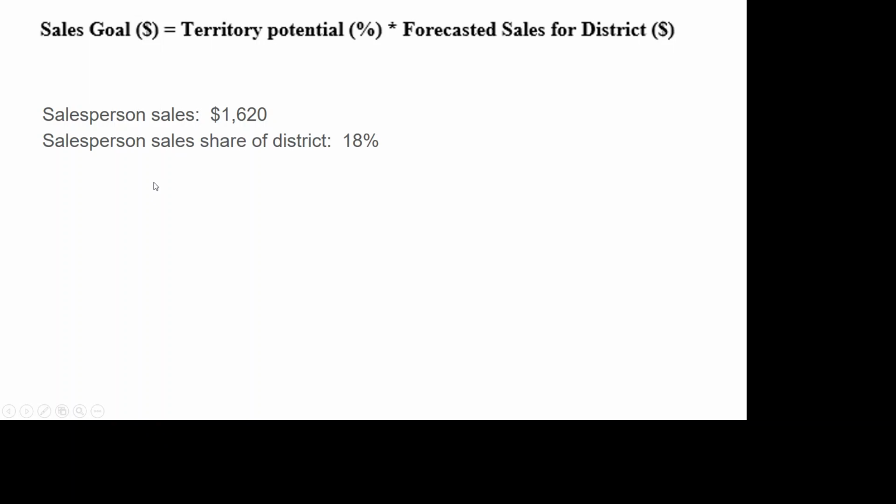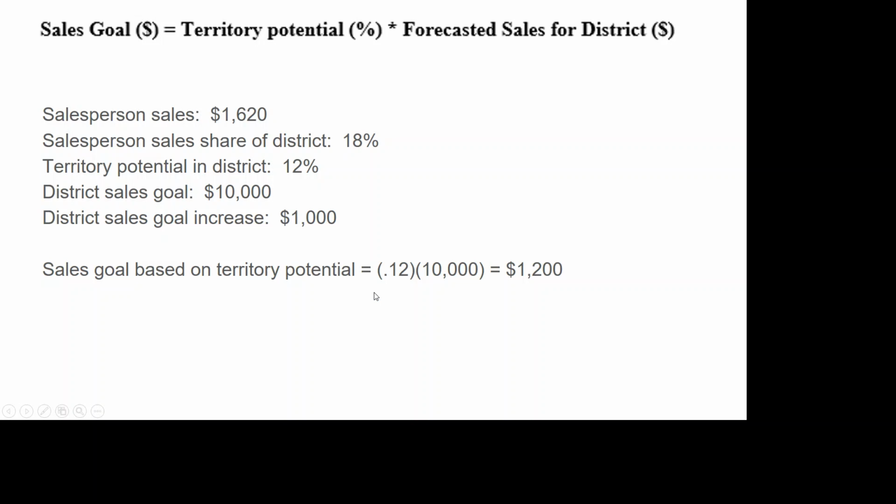So our territory potential is 12%. Our district sales goal or forecasted sales is $10,000. And so instead of multiplying by 18%, we're going to multiply by 12%. And the rationale here is, well, if this salesperson's territory is 12% of the total sales potential, then his or her sales should be 12% of the total company sales, okay? So you just multiply territory potential by the forecasted sales or the sales goal, and you get 1,200.